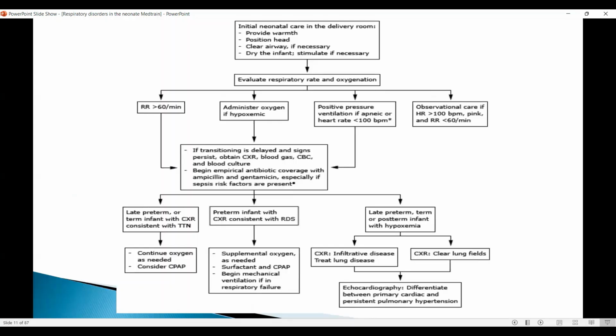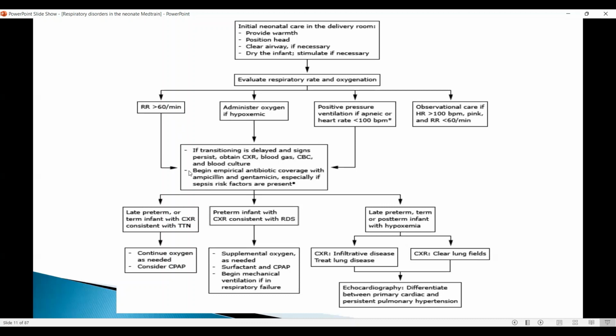This is a simple algorithm for how you will manage respiratory distress. Initially, you assess the baby in the delivery room, provide warmth, position the head, clear the airway, dry the infant, and stimulate if necessary. Same steps as in the NRP. You evaluate the respiratory rate and oxygenation. If the rate is more than 60, that indicates tachypnea and respiratory distress.